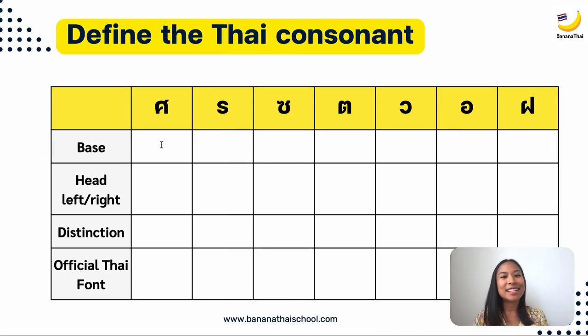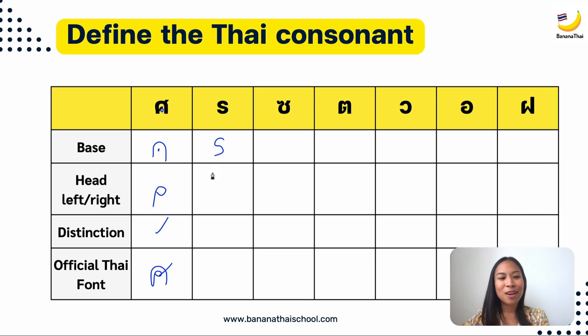Alright, so let's define Thai consonant. These are the modern Thai fonts. Take a look, what base is it? Upside down U with a hole. So, probably look, the head is left or right? Like this. Head on the right, no? Like this. The distinction is that there is the dash. So what is it if you write down like this with the dash? Oops. This is saw salaha.